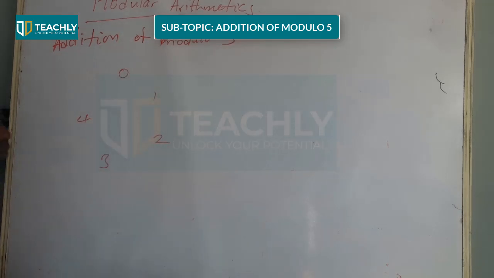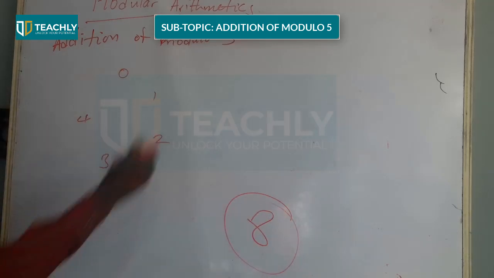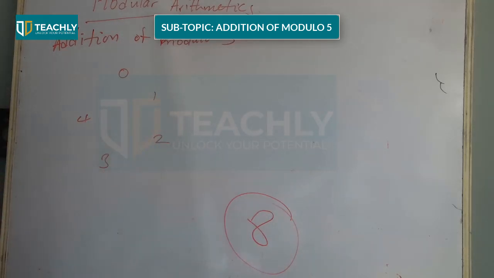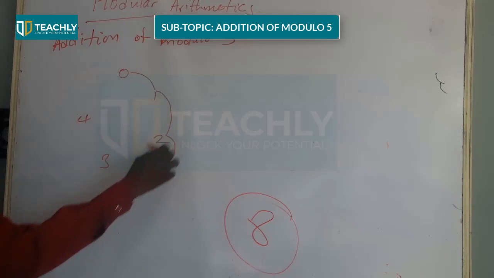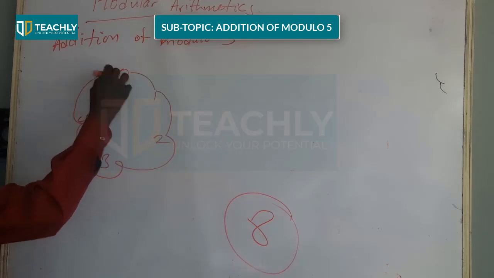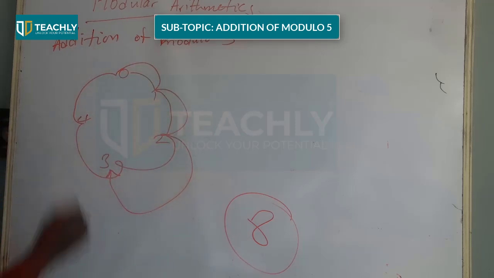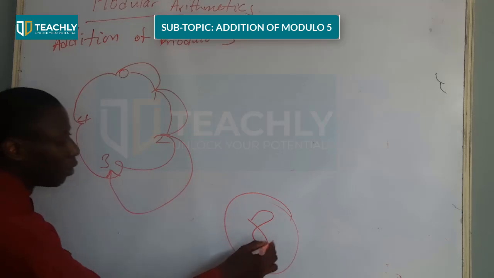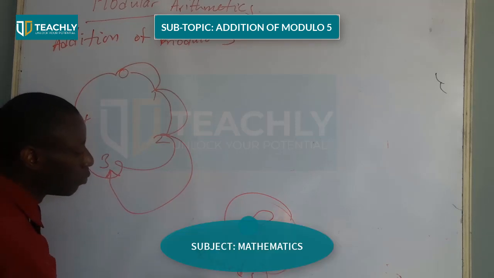So if you are given 8, and somebody says you should express it in modulo 5, it means you will move around. You want to count 8. What's going to be given in modulo 5? You move around from here: 1, 2, 3, 4, 5, 6, 7. That means 8 will be your final answer. So 8 in modulo 5 will give you 3.